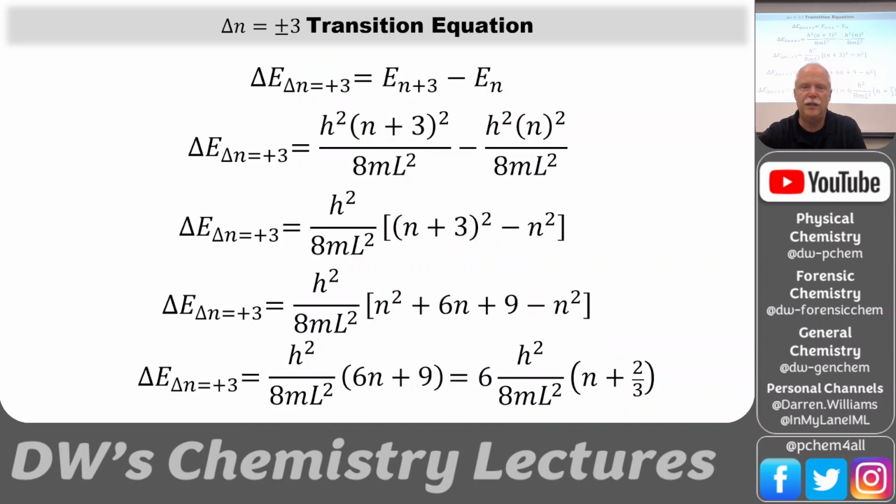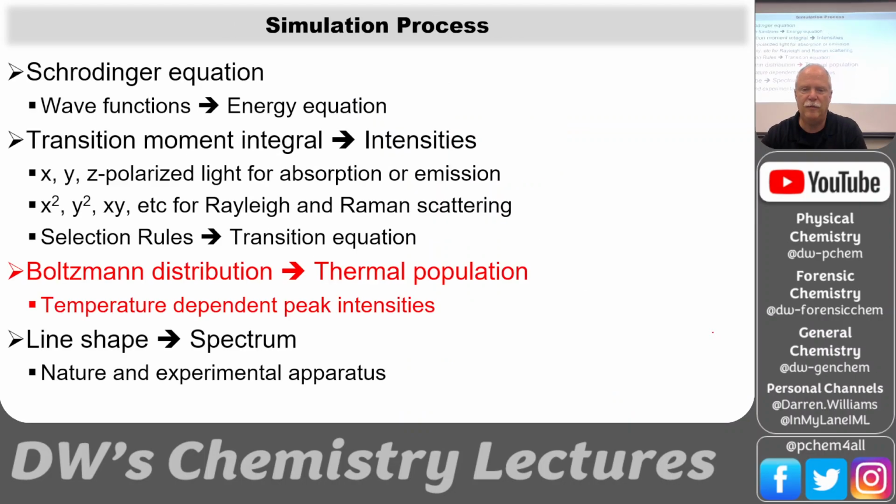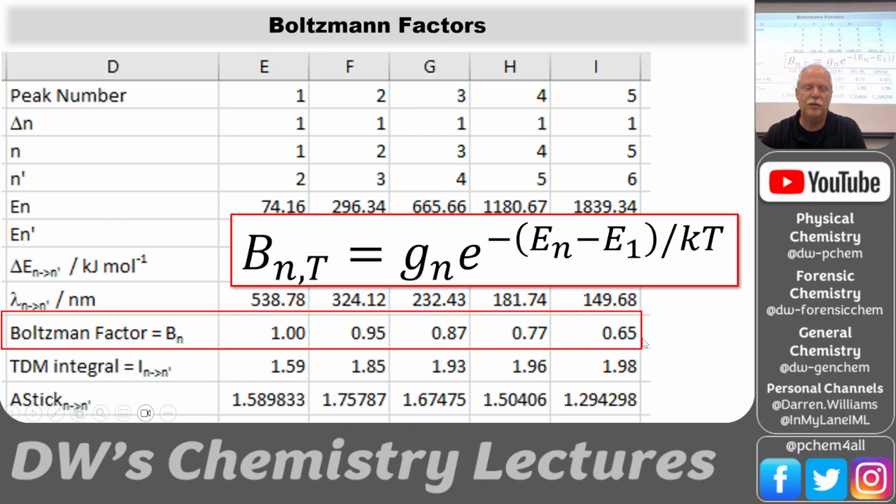We could do the 3's. So now we have n+3 here. It's the same algebra. We pull out a 6 now, and we have this equation, and then we can plot those. Then we do the Boltzmann distribution. So in our spreadsheet, this is what it's going to look like across the peak area. Go ahead and label your peaks out to 36.